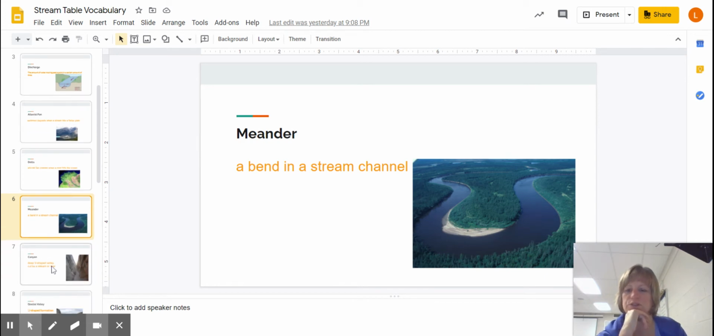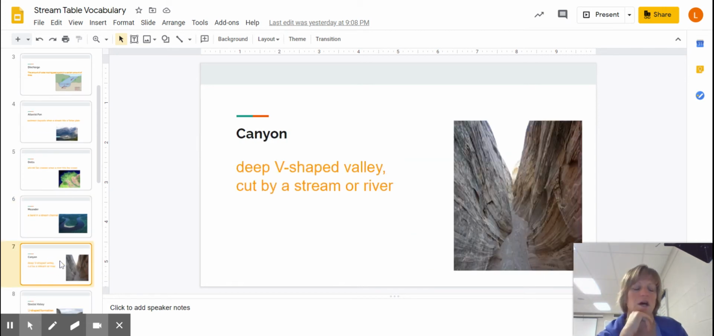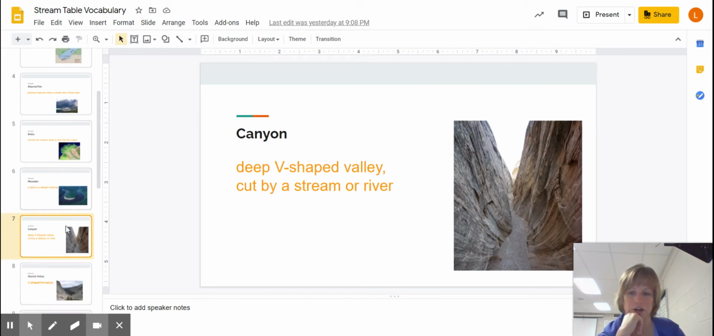Here's a more familiar term to you, canyon. So a canyon is actually shaped like a V, and in this case, it is a very deep V, and it's been cut by a stream or river. But you might be like, well, Mrs. Fickus, there's no stream or river there. Well, do you notice this V shape? That tells us that liquid water had once upon a time flowed through there and done the carving.